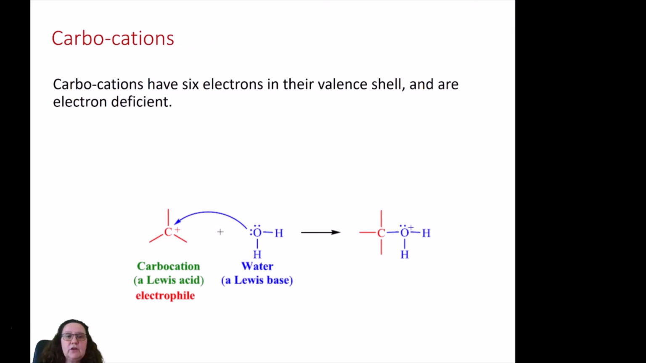Carbocations act as a Lewis acid. They have a positive charge. They are highly reactive. They behave as electrophiles. They need electrons to complete the bonding needs of carbon. So they react easily with a substance that is able to donate electrons, a Lewis base.